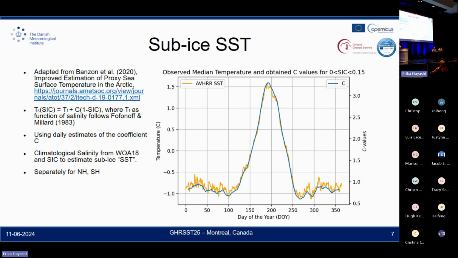What we've been doing is estimating the coefficient daily to use in this equation. And we use the climatological salinity from the World Ocean Atlas to estimate the sub-ice SST. We do that separately for the Northern Hemisphere and the Southern Hemisphere. Essentially, this plot shows an example of the estimated temperature using the equation and daily changing constant. That's the blue line. And overlaid on that, the yellow line shows the AVHRR temperature for the same day. This is for sea ice concentrations between 0 and 15%, for which we actually see the larger differences in the constants. And of course, as mentioned earlier, for higher sea ice concentrations, eventually all curves collapse to almost minus 1.8. So this is the methodology we are using for the sub-ice SST.